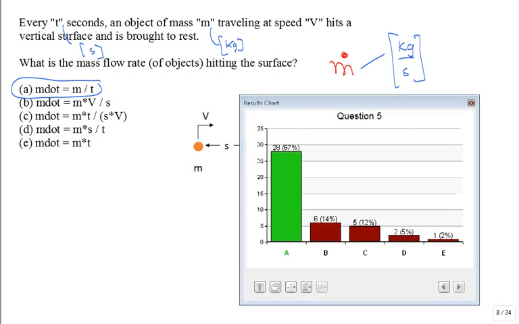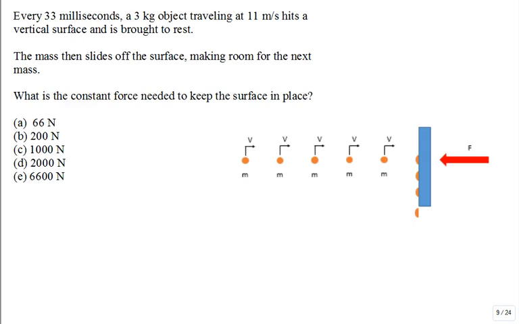All right. Now we throw maybe a number or two in here, and maybe you have to have a calculator. Every 33 milliseconds, so that's the time between impacts. It's 0.033 seconds. That's 33 milliseconds. True? A 3 kilogram object traveling at 11 meters per second hits a vertical surface and is brought to rest. The mass then slides off the surface, making room for the next mass. What is the constant force needed to keep the surface in place?